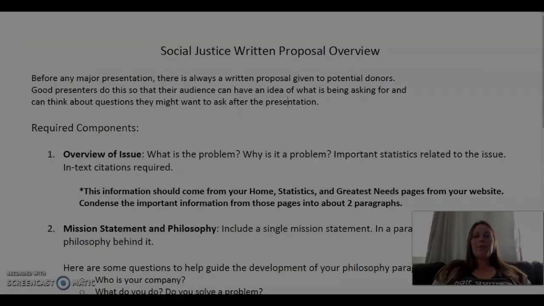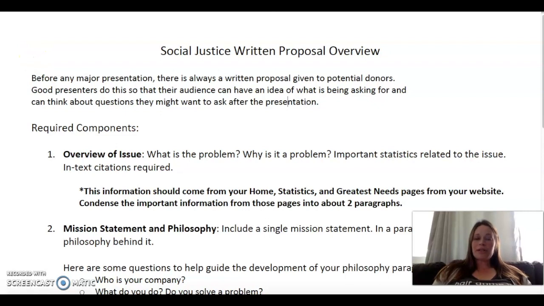Let's take a look. All right, we're going to take a look at the proposal paper and just kind of get an overview of what's expected. Okay, so starting with, let's just read this beginning part. It says, before any major presentation, and remember, ultimately that's what we're working towards, there's always a written proposal given to potential donors. Sometimes these are called grants as well.